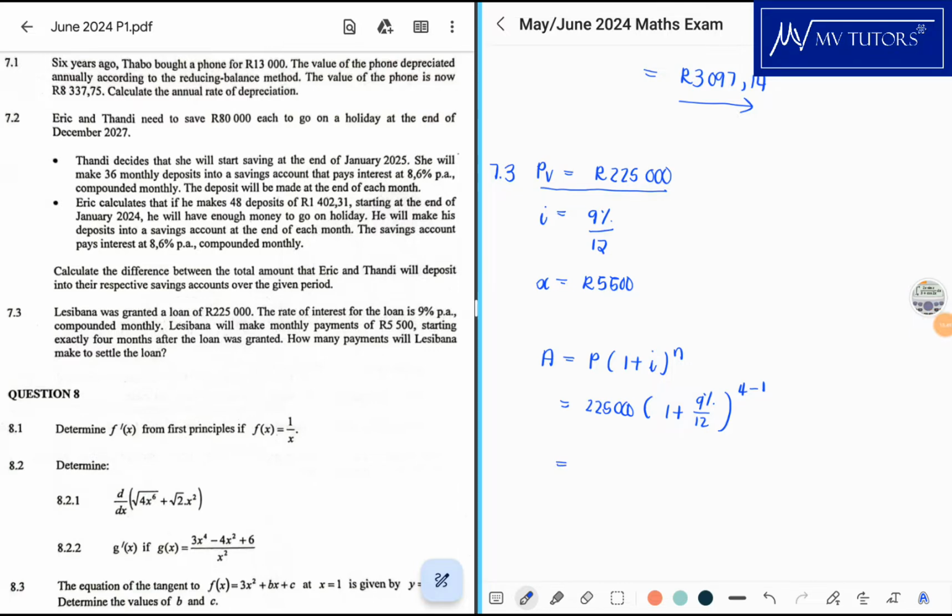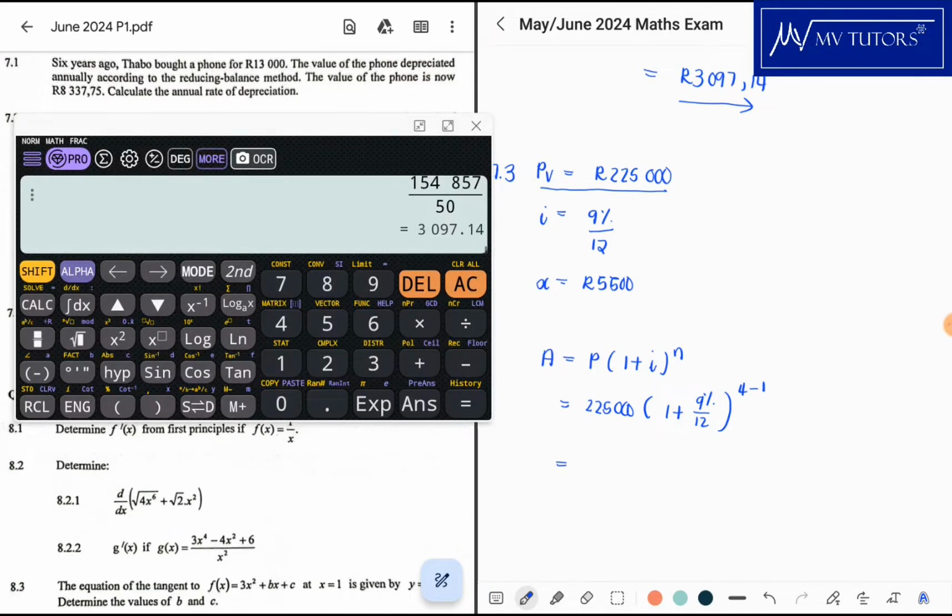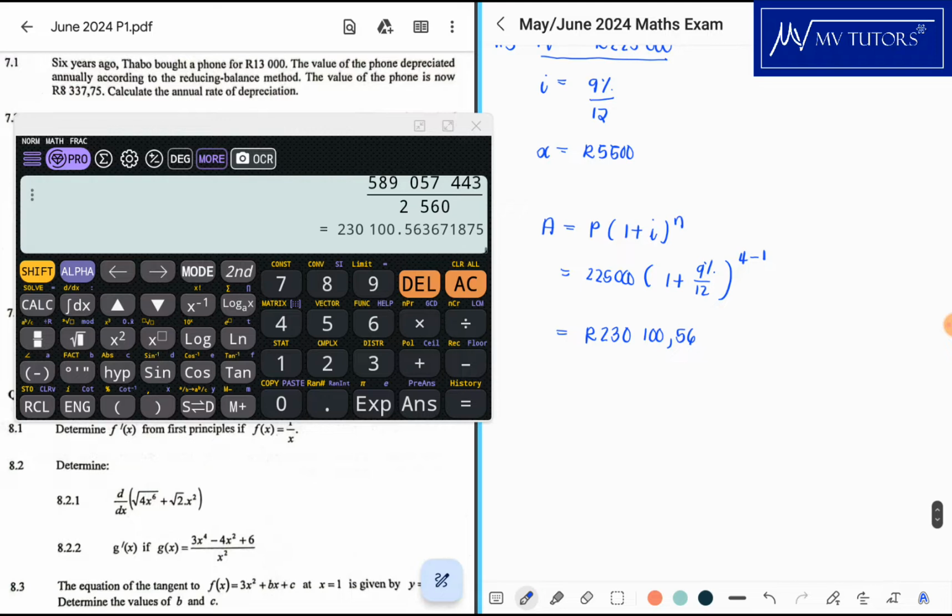So now we can go ahead and determine how much that 225,000 will be after an effective period of 3 months. So we have 9% over 12, and that is to the power 3. We see that that amount has been raised to 230,100. So like I said, money doesn't just sit. There's motion, there's movement.